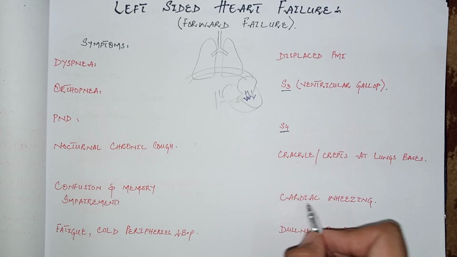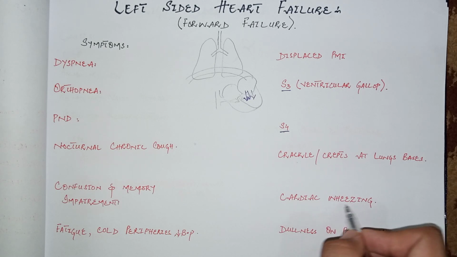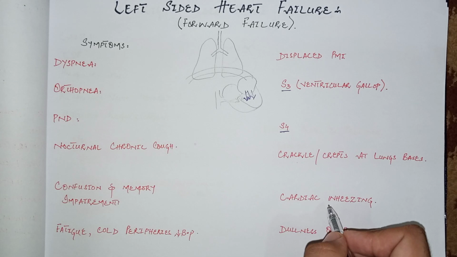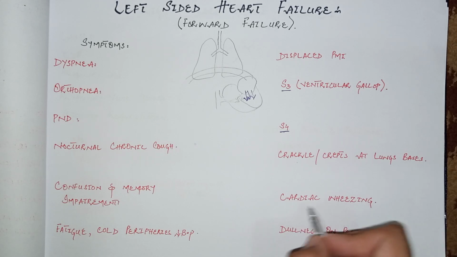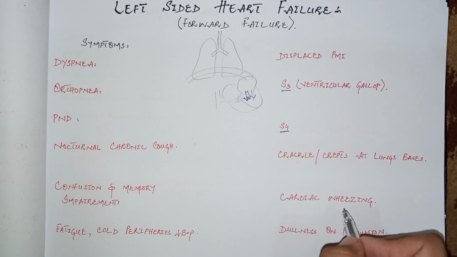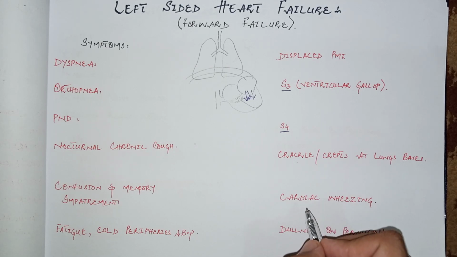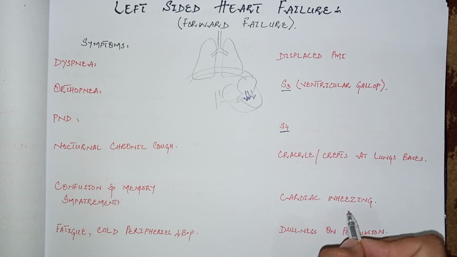The other feature is cardiac wheezing, which resembles asthmatic wheezing, but this patient does not have asthma. Because of the peribronchial edema, there is a narrowing of the bronchioles, which causes a wheezing or whistling sound, same as that of asthma, but it is called cardiac wheezing. It is not asthmatic wheezing.